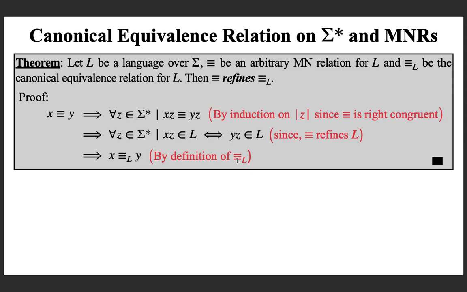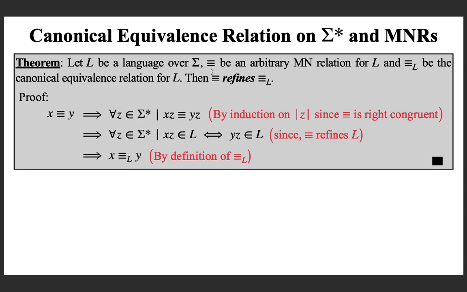And now you recall that when a relation refines another and when both are equivalence relations, the number of equivalence classes induced by the refining relation must be more than, or at least equal to, the number of equivalence classes induced by the other. This is what we know from refinement.